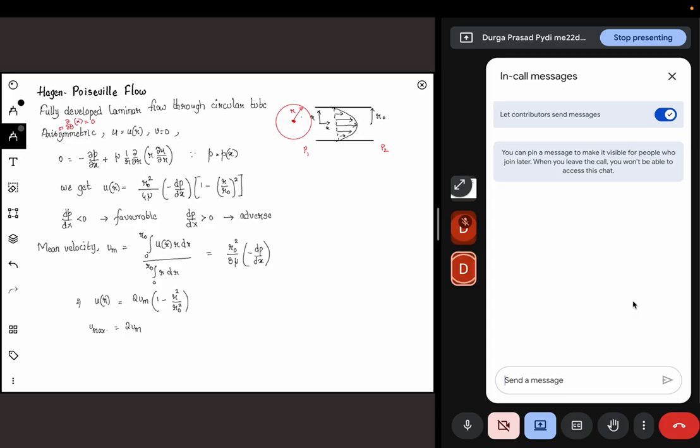Mean velocity is defined in the same way as we have defined before. So integral u times, previously it was w times dy, here it will be 2 pi r times dr. I have just taken out the 2 pi term here. So if you do the integration, this is what you will be getting. So u(r) is given by this particular term. Here u max is 2 times um. Previously it was 3 by 2 times. Now it is 2 times um, where um is the mean velocity.